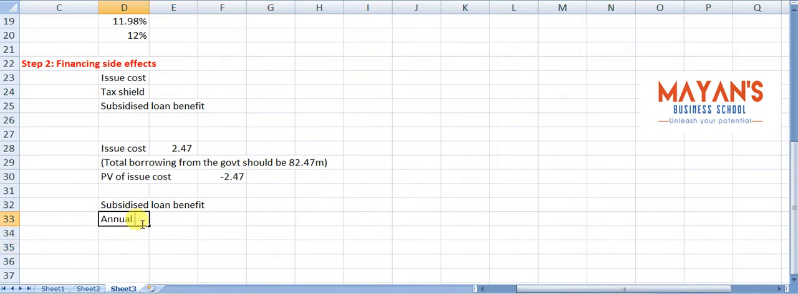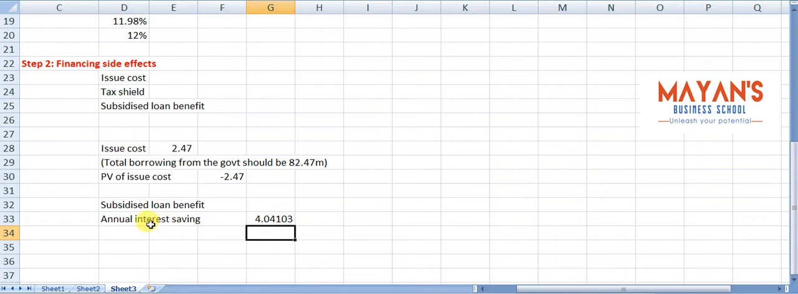Annual interest saving. You are talking about this government loan only. Government loan is 82.47 million. That's a gross amount of loan. You pay interest on the gross amount multiplied by... usually you pay 8% interest. Now you are paying how much? 3.1% interest. So this difference is the interest saving to you every year. So this answer gives you interest saving.